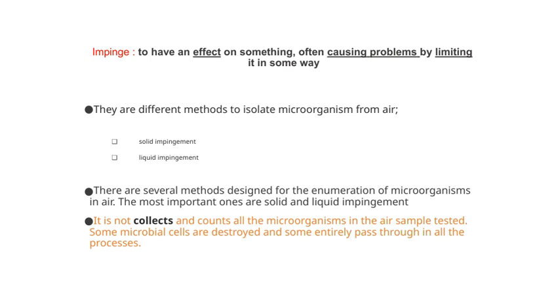Both methods are designed to help us enumerate, or count, the microorganisms present in the air, but it's important to understand their limitations. They don't collect and count every single microorganism in the sample. Some cells get destroyed during the process, and others simply pass through without being captured. So, while these methods are useful, they do have their drawbacks, and the key is understanding that they provide an estimate, not an exact count of all airborne microbes. This connects to our overall focus on accurately assessing microbial presence in air environments.